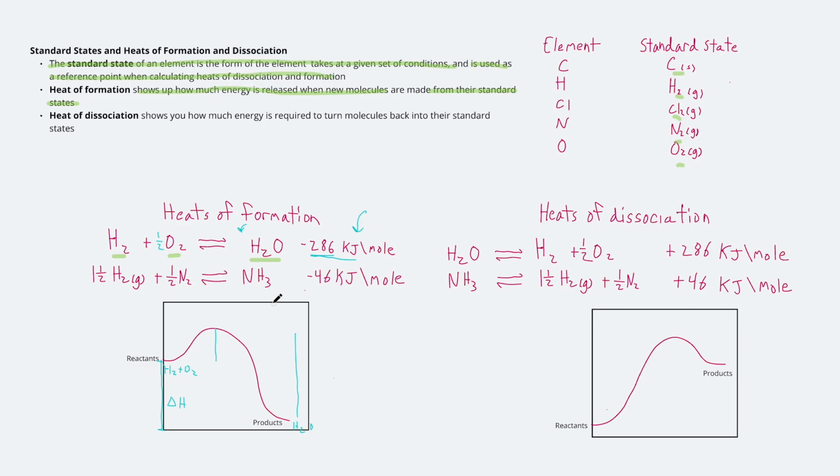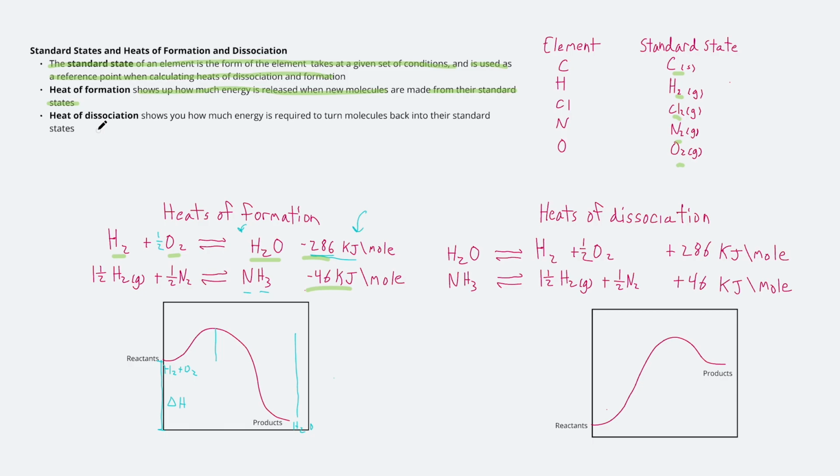Below that, we have another example, which is the heat of formation for ammonia. And notice again how we used our weird coefficients that have fractions in them. So for example, for NH3, you would only need 1.5 H2s to get 3 hydrogens. For 1 nitrogen, you would only need half of an N2 to get 1 nitrogen.